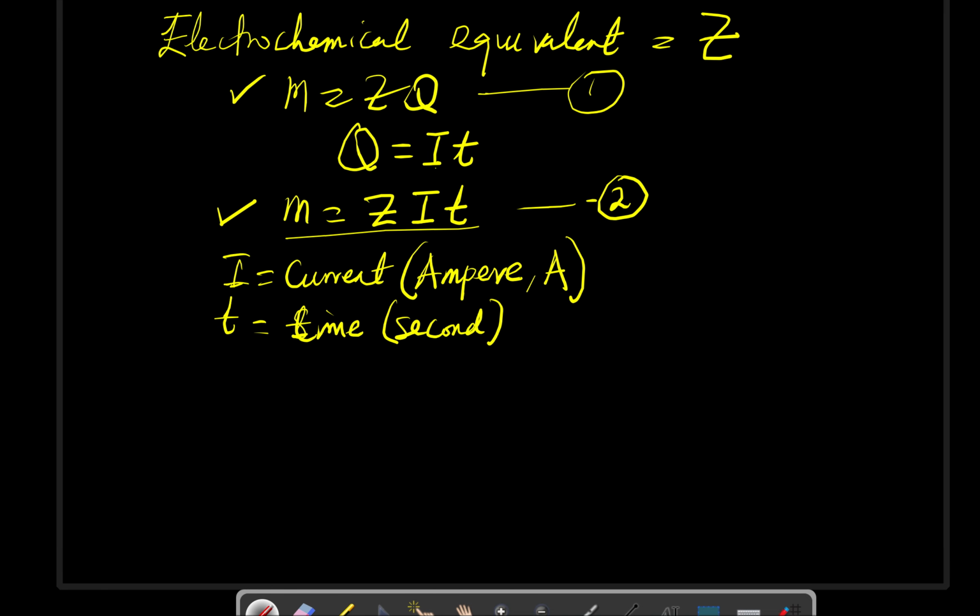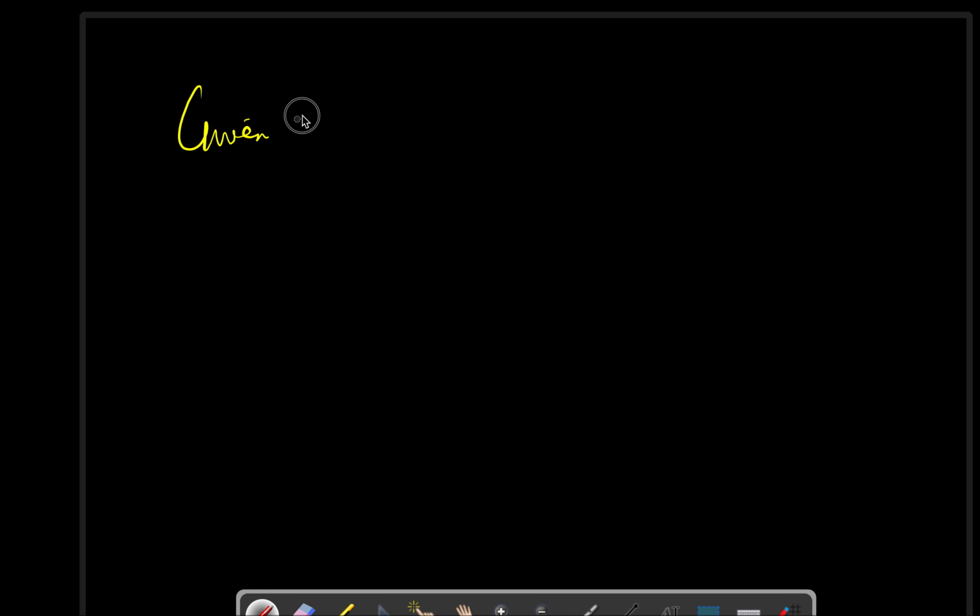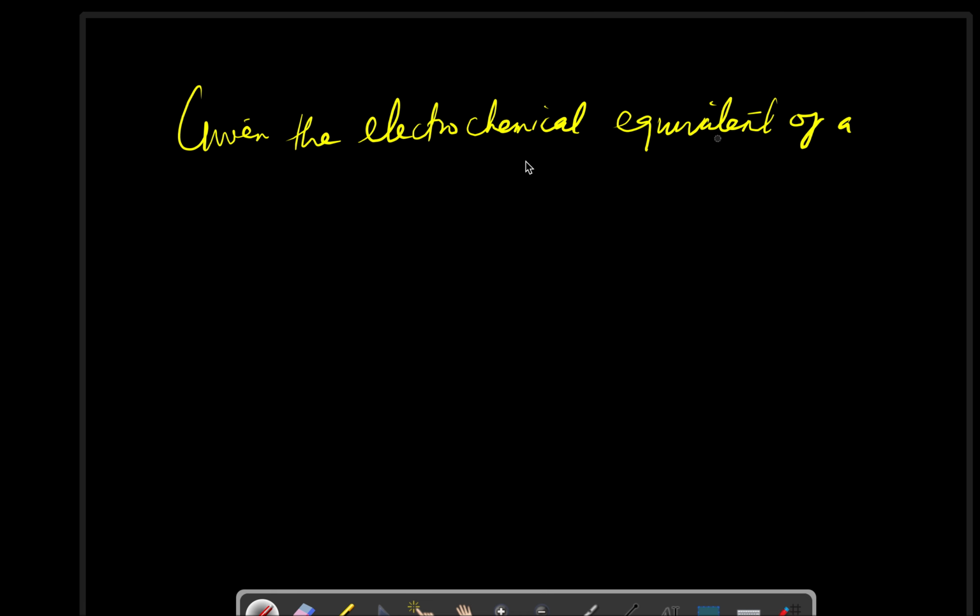Let me go on a new board. Let's see the first question. The first question I want us to look at is this. The question says, given the electrochemical equivalent of a metal as 3.6 times 10 to the power of negative 4. Please write this question down. I'll show you how to quickly solve problems in exams and have your answer.